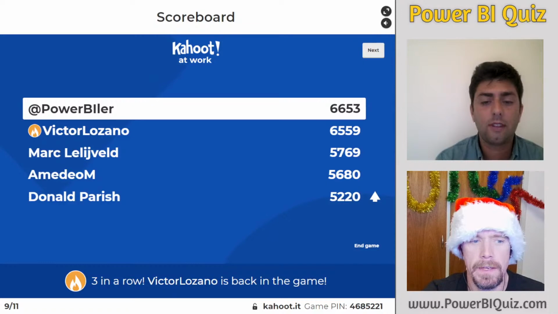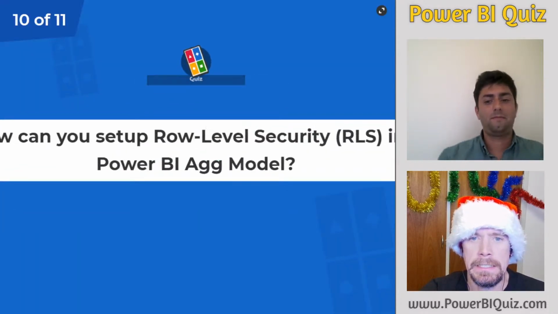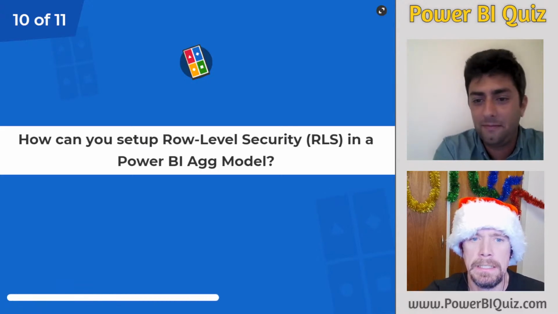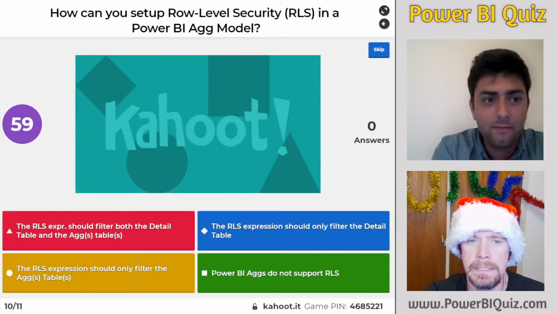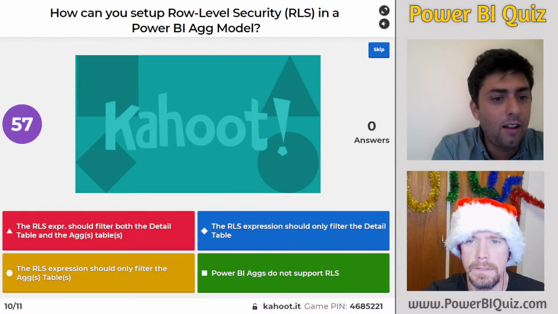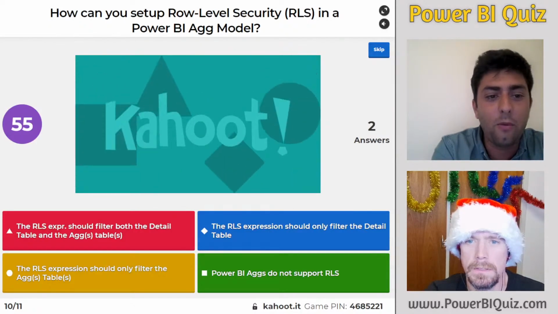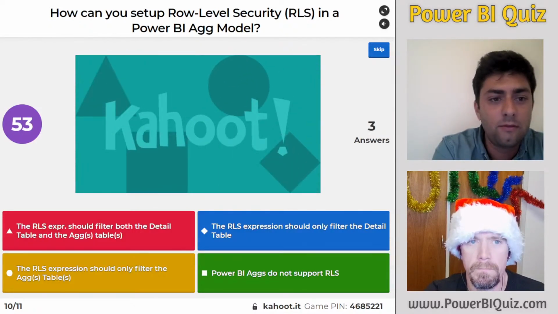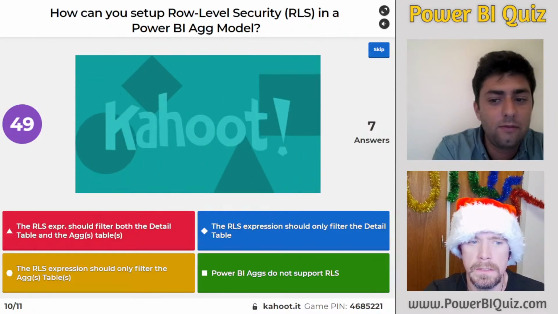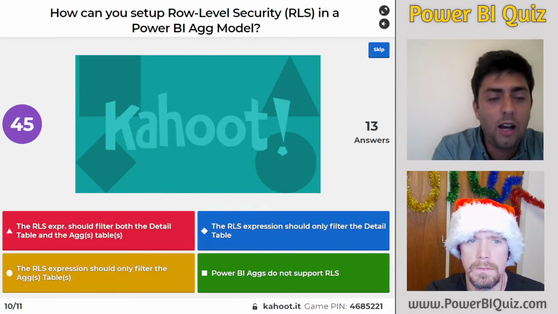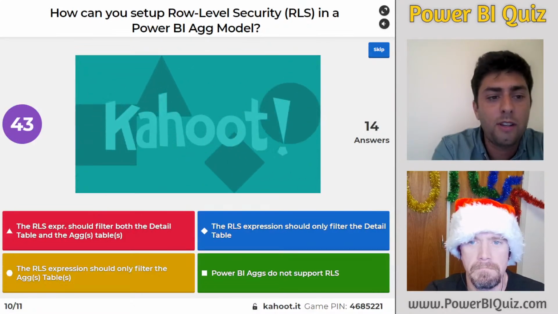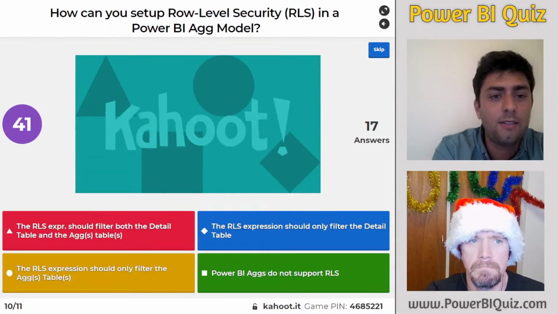Let's have the second last question. Sweet. That's not an easy one. You will have 1 minute for this one. How can you set up row level security, RLS, in a Power BI aggregation model?